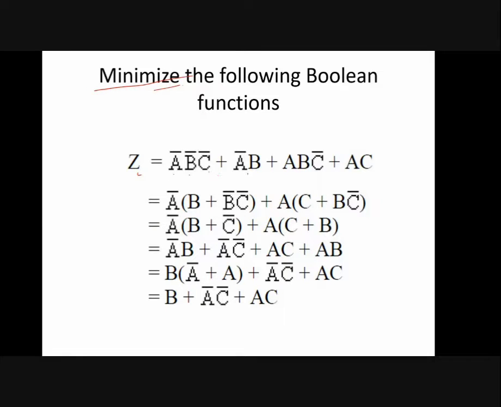So out of these two terms, I am taking a bar outside. We will have b plus b bar c bar, and this will reduce to b plus c bar. Now out of these two, I am taking a outside. Now I have c plus bc bar. So this will be reduced to this equation.